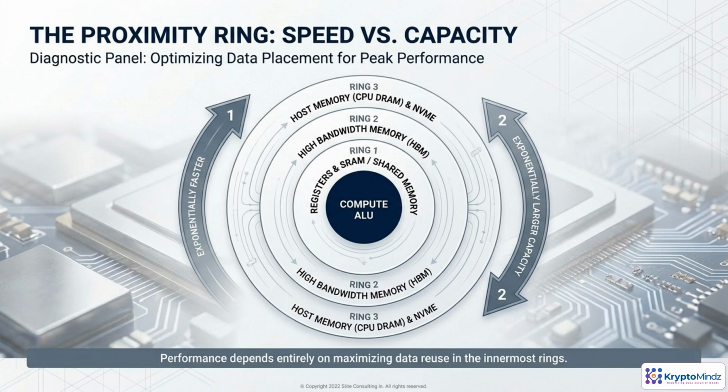Imagine the compute units as the center of a target. Closest in are registers and small on-chip memories, extremely fast but tiny. Around that is high-bandwidth memory like HBM, still quick, with more capacity. Further out sits host DRAM, and then SSD or NVMe, huge capacity, but much slower. Efficient accelerators, whether CUDA GPUs, TPUs, or Ascend NPUs, try to reuse data as much as possible in those inner rings before spilling to the outer, slower layers.